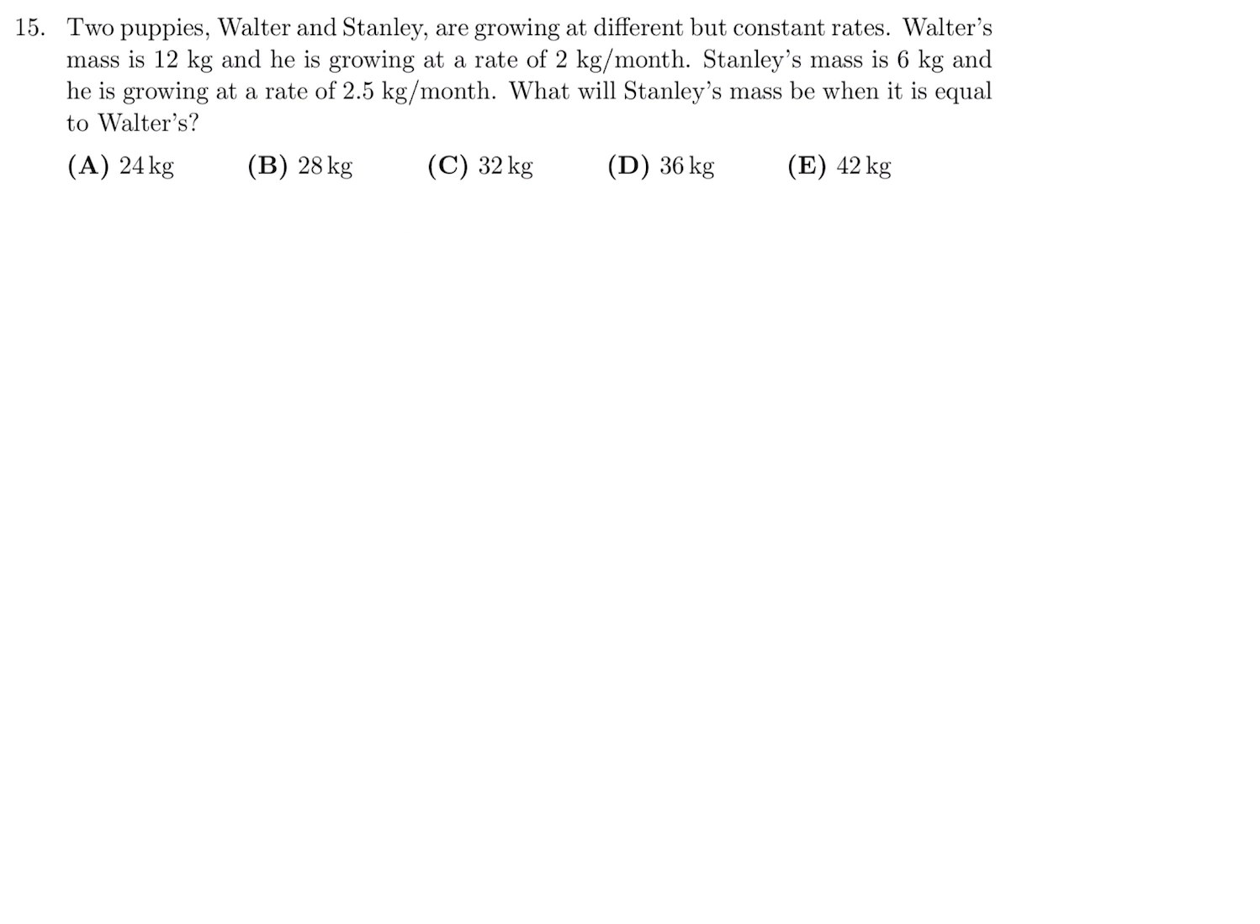2 puppies, Walter and Stanley, are growing at different but constant rates. Walter's mass is 12 kg, and he's growing at a rate of 2 kg per month. Stanley's mass is 6 kg, and he's growing at a rate of 2.5 kg per month. What will Stanley's mass be when it is equal to Walter's?